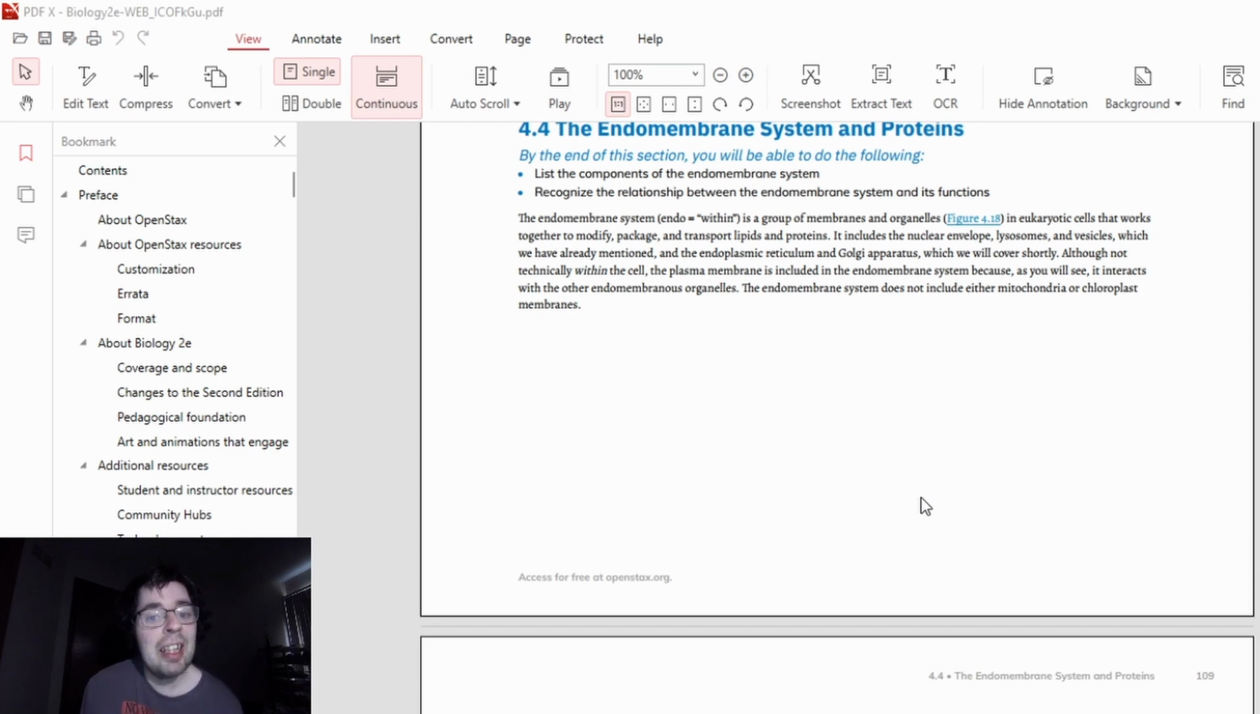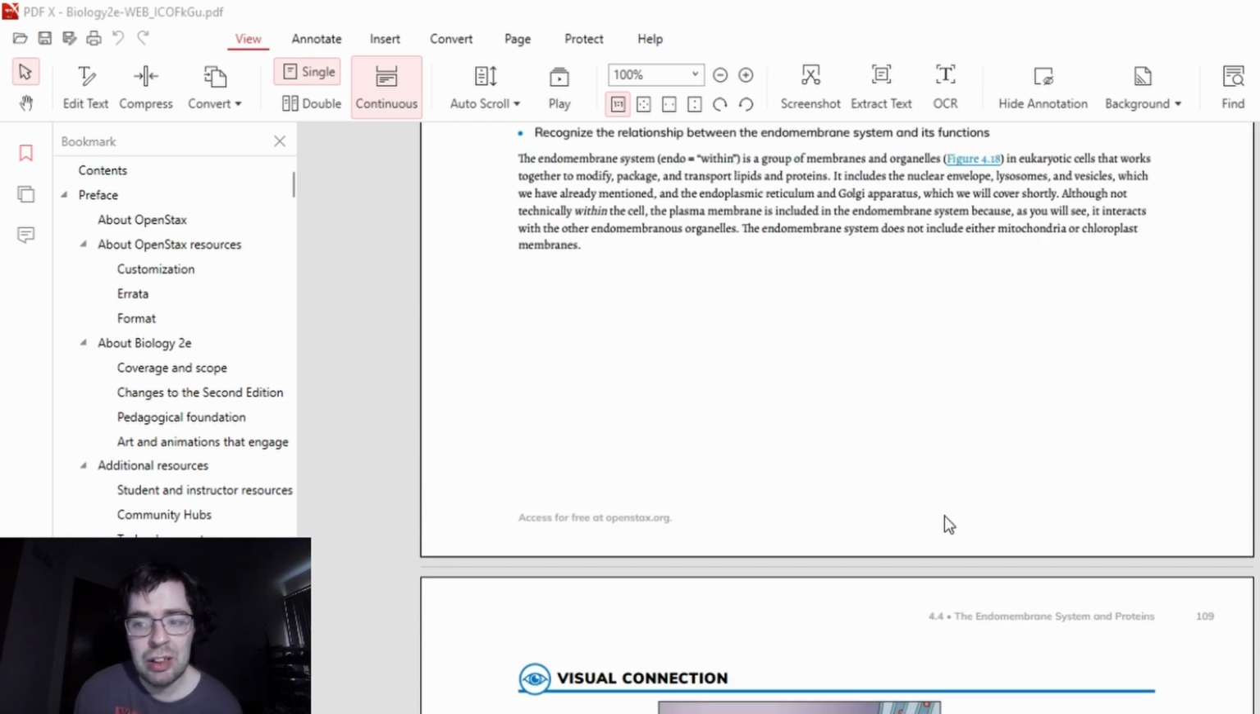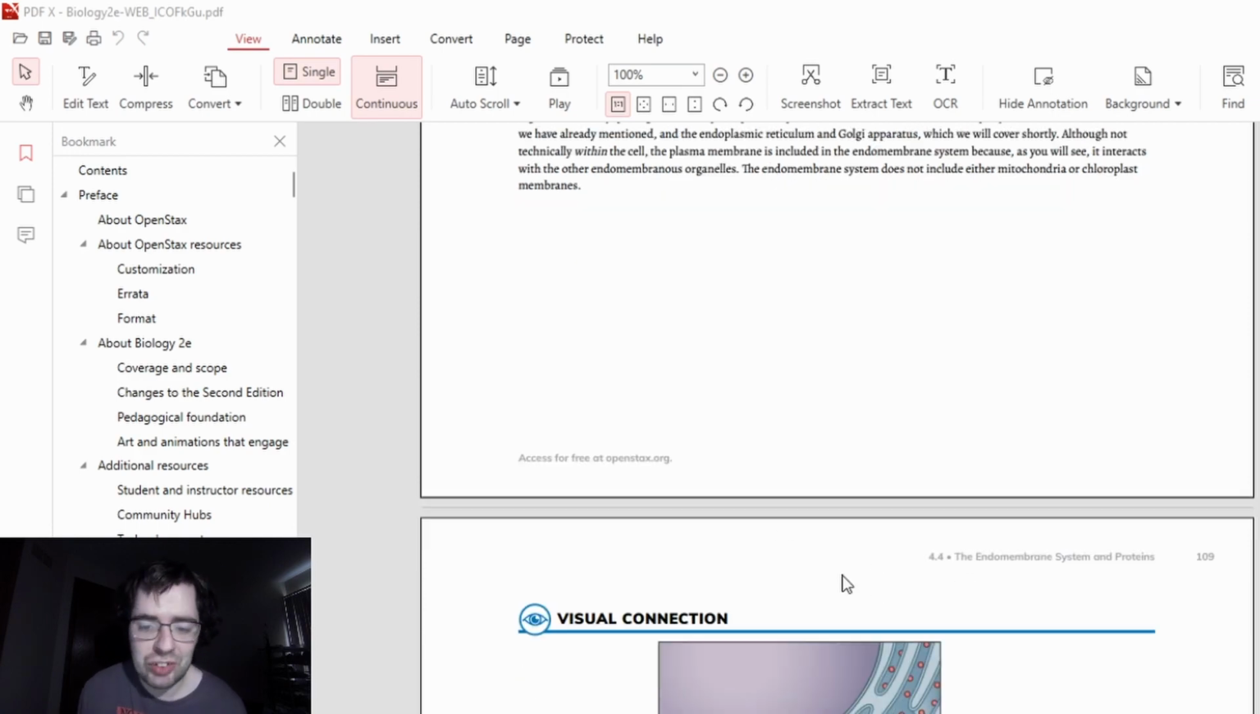Although not technically within the cell, the plasma membrane is included in the endomembrane system because, as you will see, it interacts with the other endomembranous organelles. Now, the endomembrane system does not include either the mitochondria or the chloroplast membranes, which again we went over last lesson.